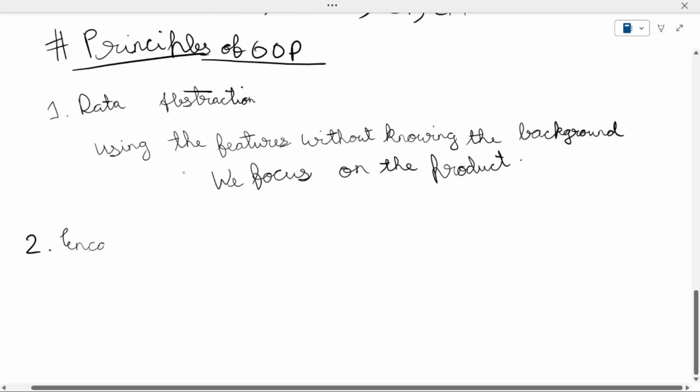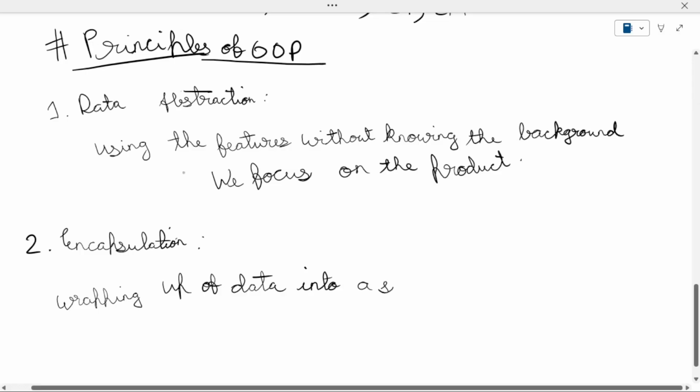What is encapsulation? Wrapping of data into a single object or class. Wrapping up of data into a single object or class.